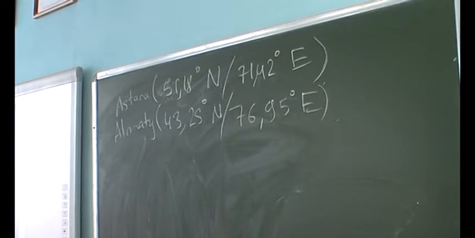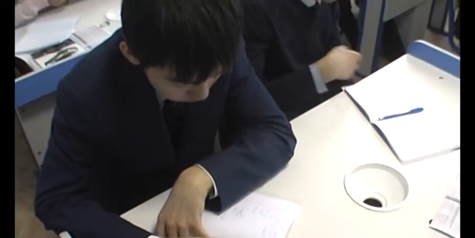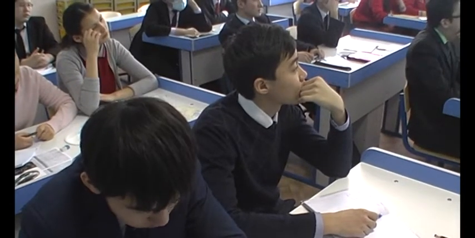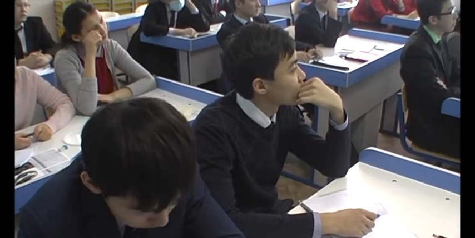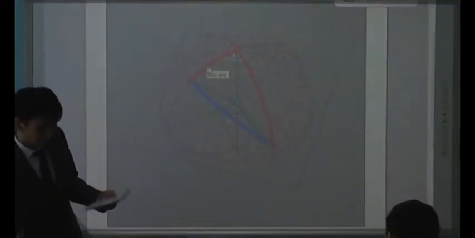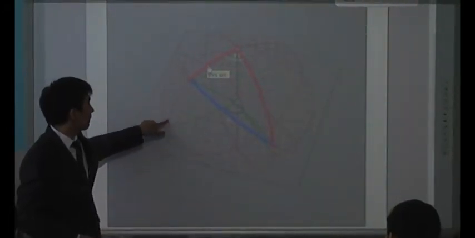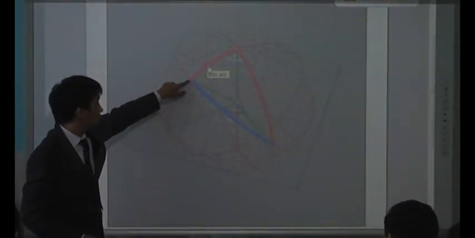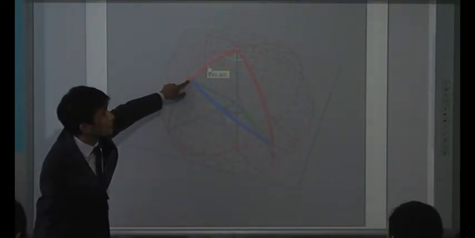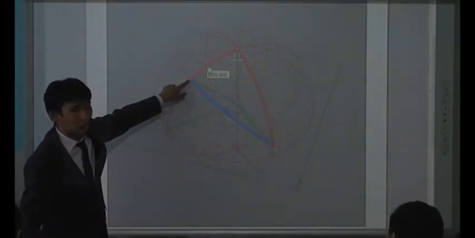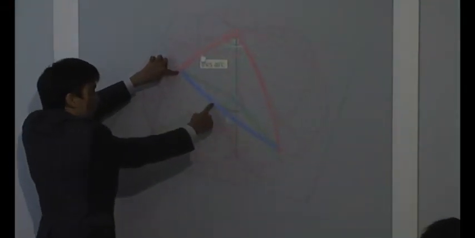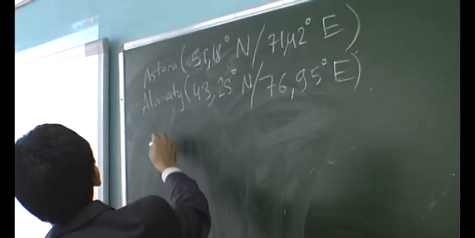Now we are going to calculate this. Let this point be Astana, and this point be Almaty, yeah? To find this angle, C, we know the latitude of this point. For Astana, it's 51.18, yeah? Just the angle between these two vectors. To find this angle, we just have to subtract that from 90, yeah?